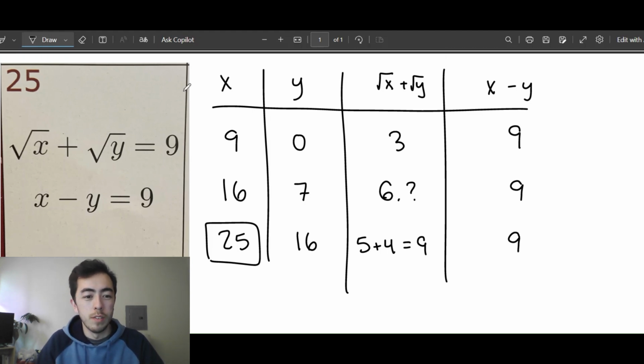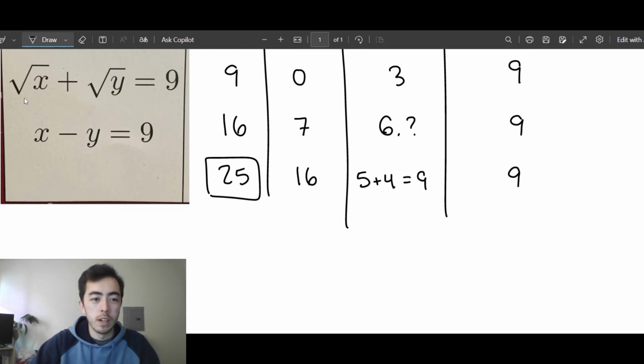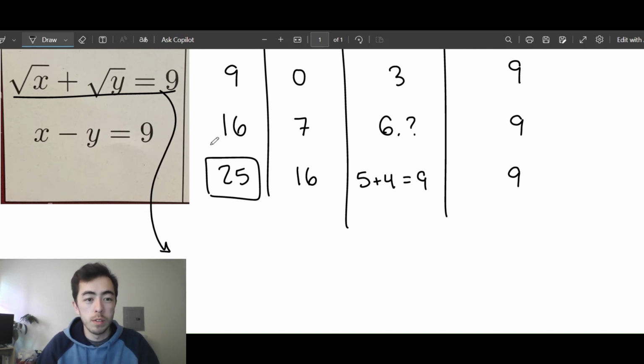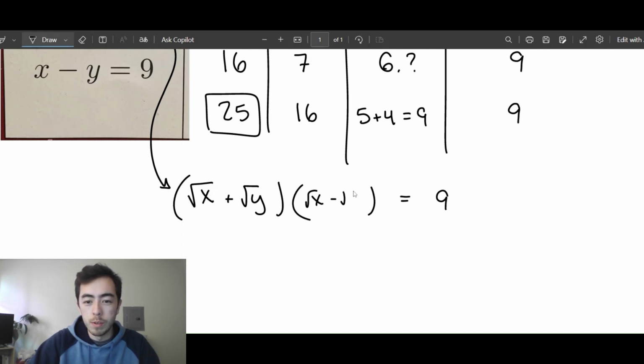Maybe let's also try to solve it algebraically, or graphically actually, just to make sure that this is the one and only solution. I don't know if this is really going to work, but I want to try solving it algebraically. One thing that I'm seeing here is that I could probably move these square roots around a little bit. So we were initially given root x plus root y equals 9. And I am going to multiply both sides of this equation by root x minus root y.